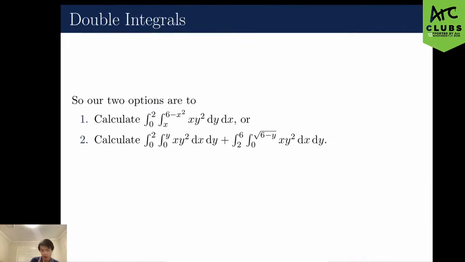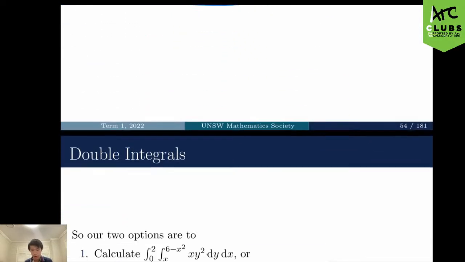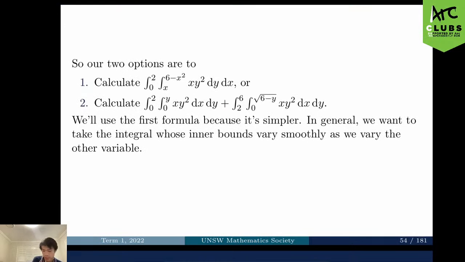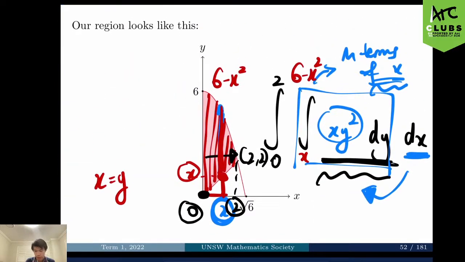If you want, you can think about the other one in your own time, but because we're short on time, we'll just look at this one. So having looked at that double integral, we'll use the first one because it's simpler, and we generally can identify which one will be simpler just by saying, this is the integral such that the inner bounds vary smoothly. So we said this one is smoother than the other.